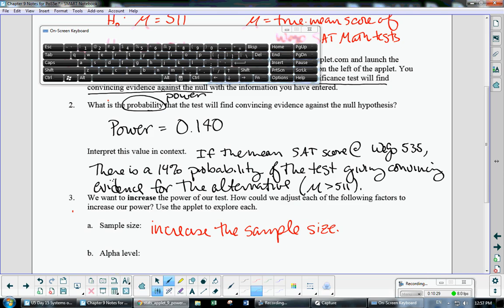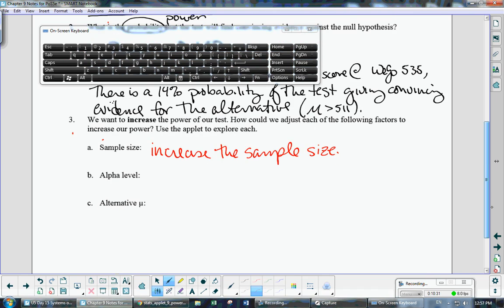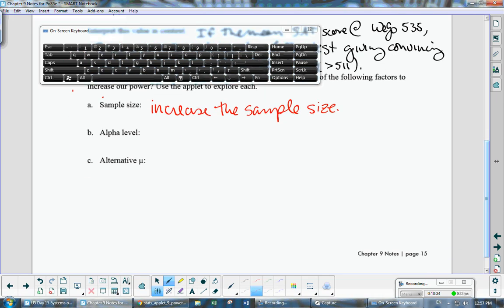So there's that. You can increase alpha. And that's generally not what you want to do, but if you need to, you can. So we're going to increase alpha.